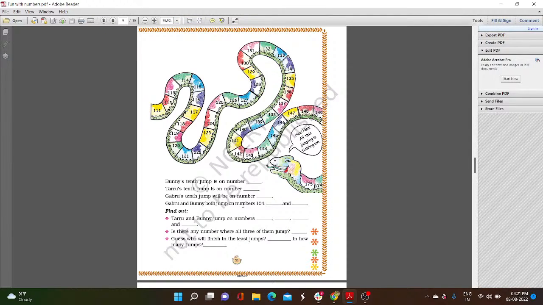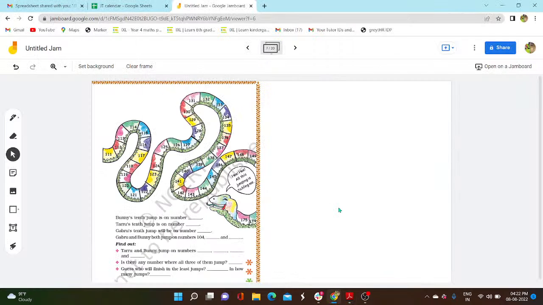Now further this says, "Hee, all this jumping is tickling me." Yes, the snake is very happy. Now Bunny's 10th jump is on number, Taru's 10th jump is on number, Gabru's 10th jump will be on number. Okay. So let's see over here.